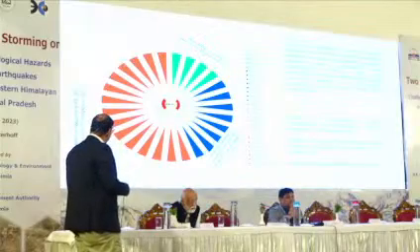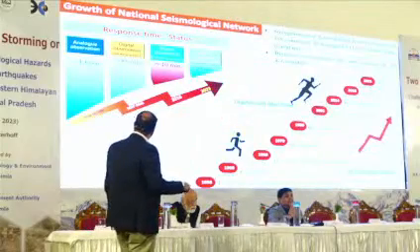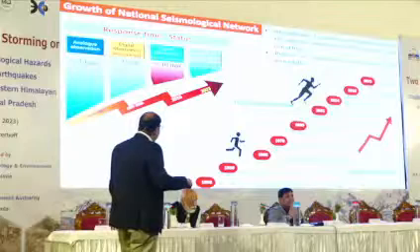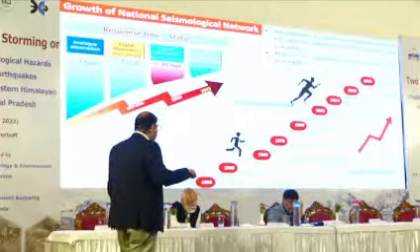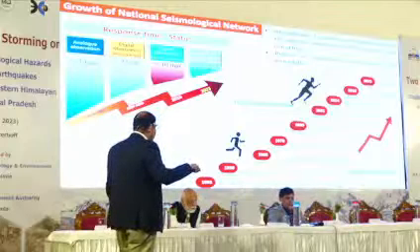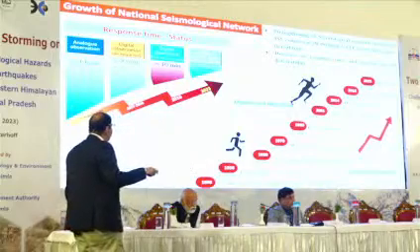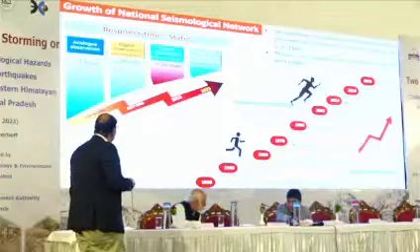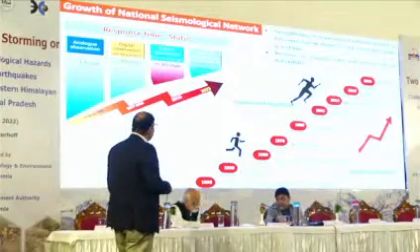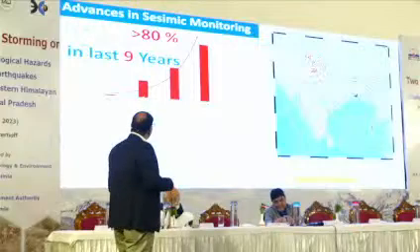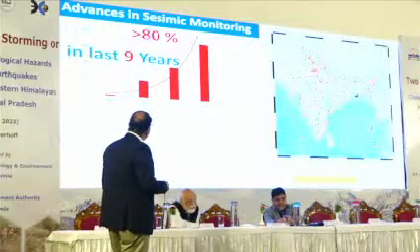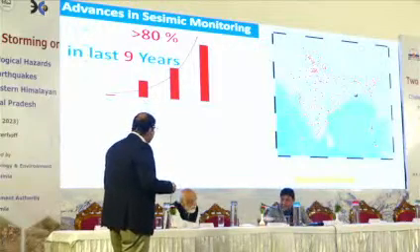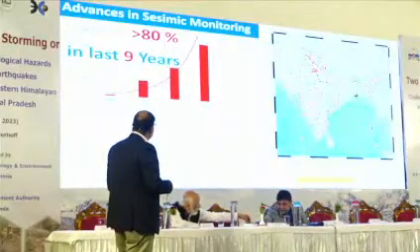That process is going on. Third, our story started in 1898, with the first observatory after the 1897 Shillong earthquake. Now we are at 155 stations. Initially we were reporting an earthquake in an hour. Now it is going out in 5 to 8 minutes. In the last 9 years we have increased the permanent seismic stations' capability by 80%.